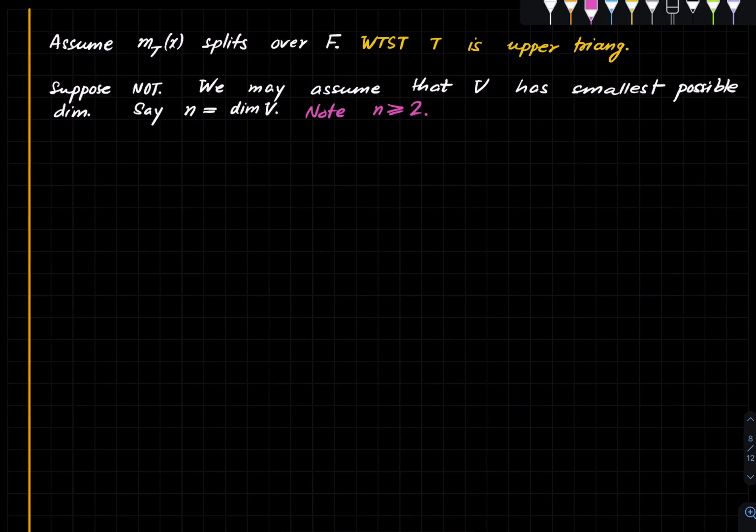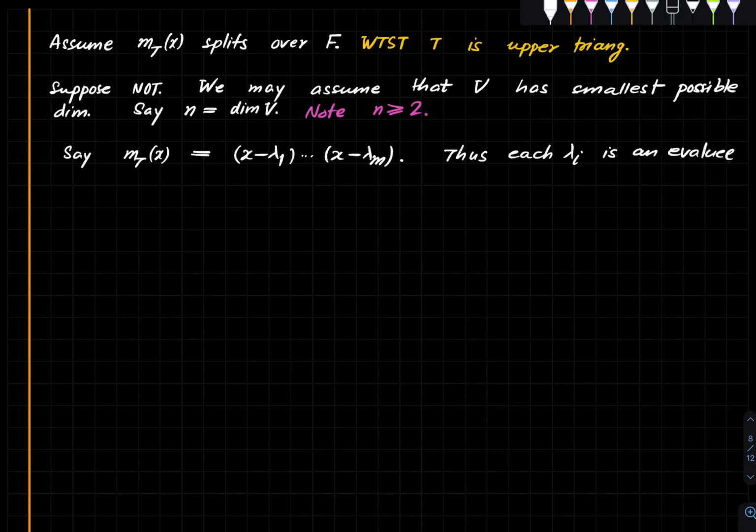Okay, so since the minimal polynomial of T splits, say the minimal polynomial looks like this. Maybe I shouldn't use n because n is used to denote the dimension. So it looks like this, where we are not insisting that these are different or anything. These could all be the same. All right. So since roots of the minimal polynomial are precisely the eigenvalues of the endomorphism, something that I should have recalled in the beginning, but we have proven this, each lambda_i is an eigenvalue of T.